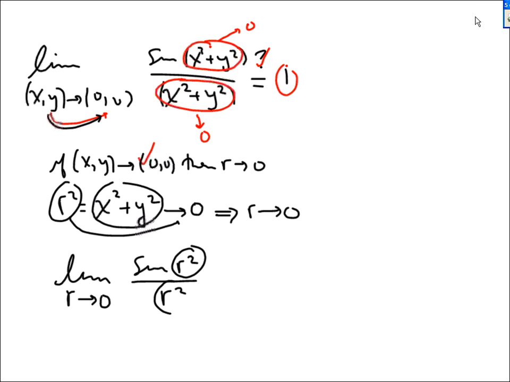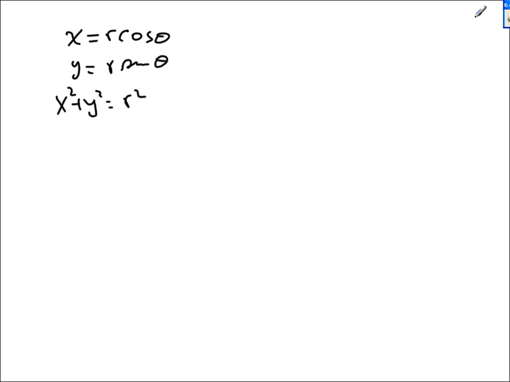So r is approaching 0. What I'm taking sine of and what I'm dividing by are the same. And as r goes to 0, the r squares are going to 0. Ooh, that's 1. So it's just another tool that you can have to solve some of these limits. Of course, you're going to need to know the rules: x is equal to r cosine theta, y is equal to r sine theta, and x squared plus y squared is identically r squared.